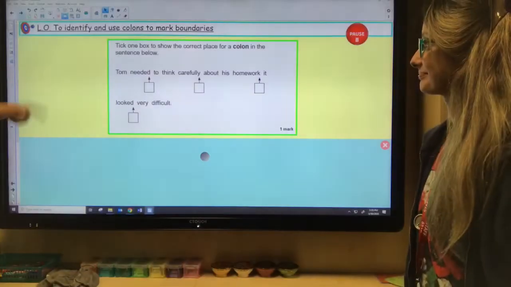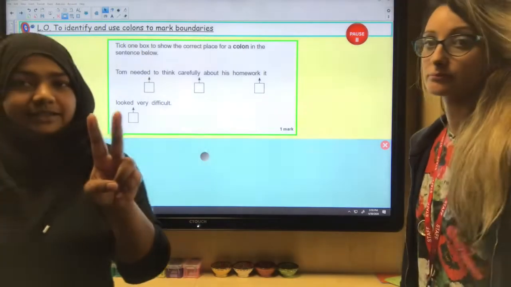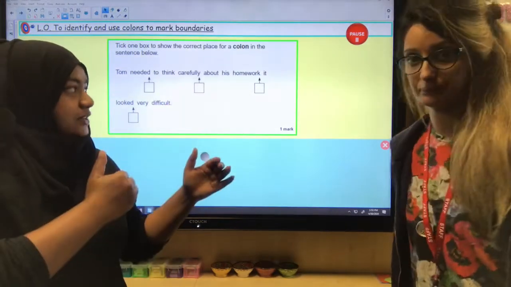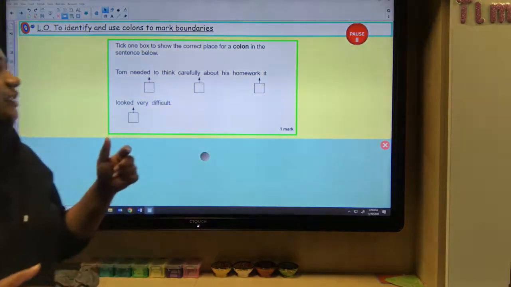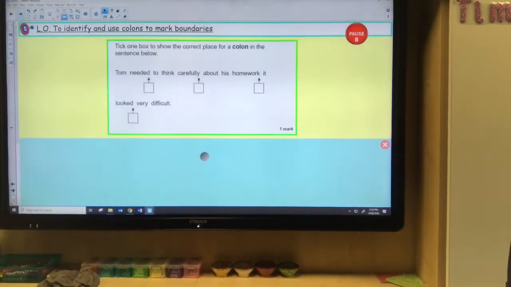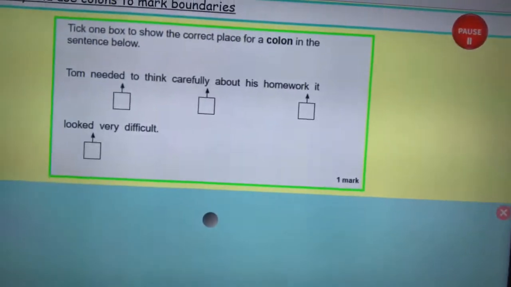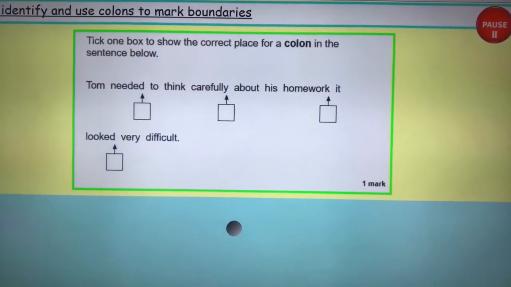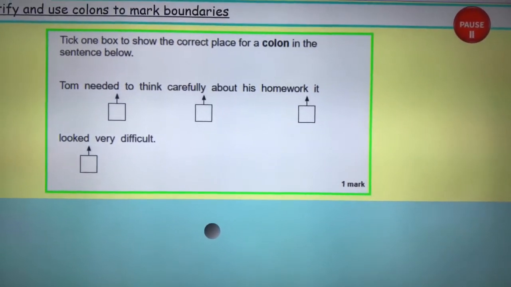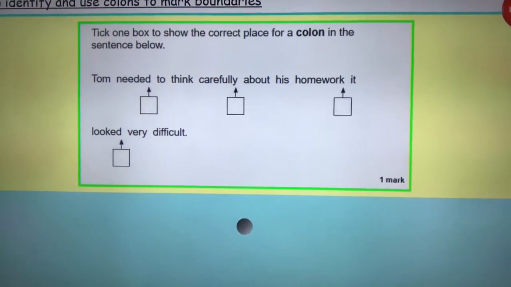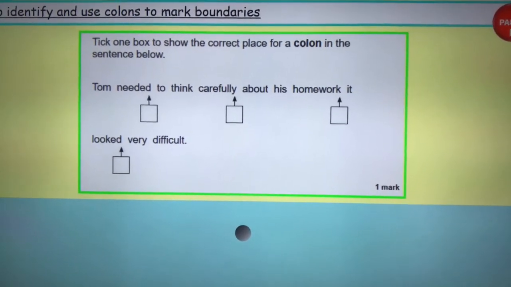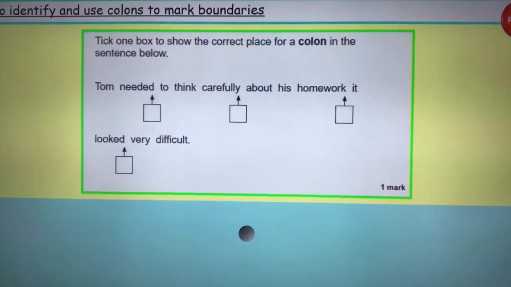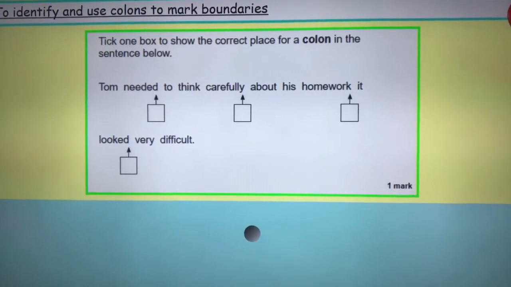Right. We've got two past SATs questions related to colons. I'm just going to bring the camera closer so you can see it. I'm going to read it to you and then we'll go through the answers. So question number 1 says the following. Tick one box to show the correct place for a colon in the sentence below. And the sentence is, Tom needed to think carefully about his homework. It looked very difficult. So which box would that colon go into, and tick one of those? Okay, so pause the video here and have a go.